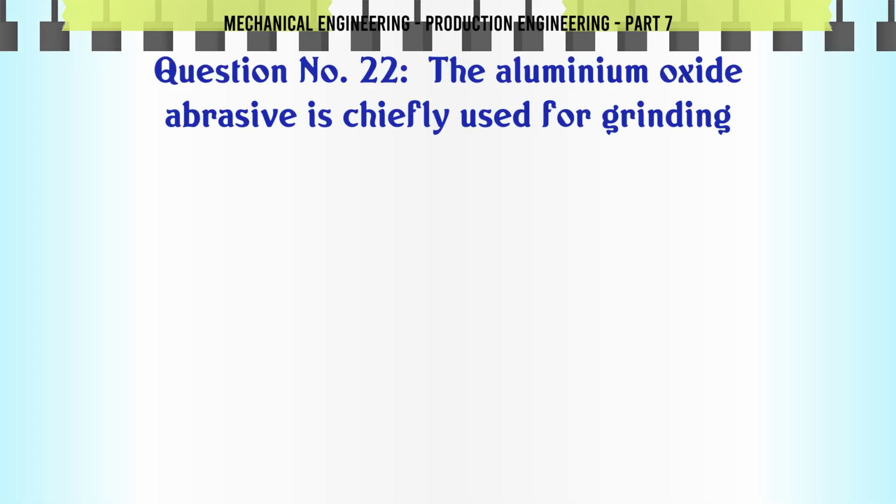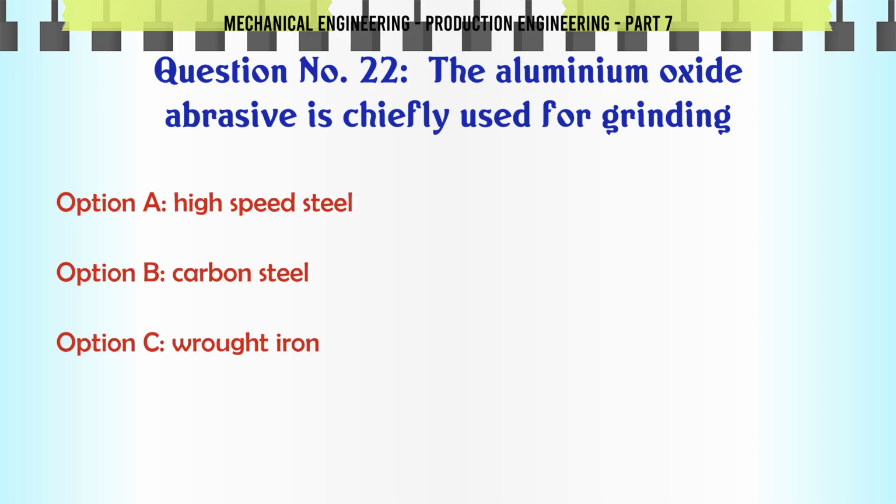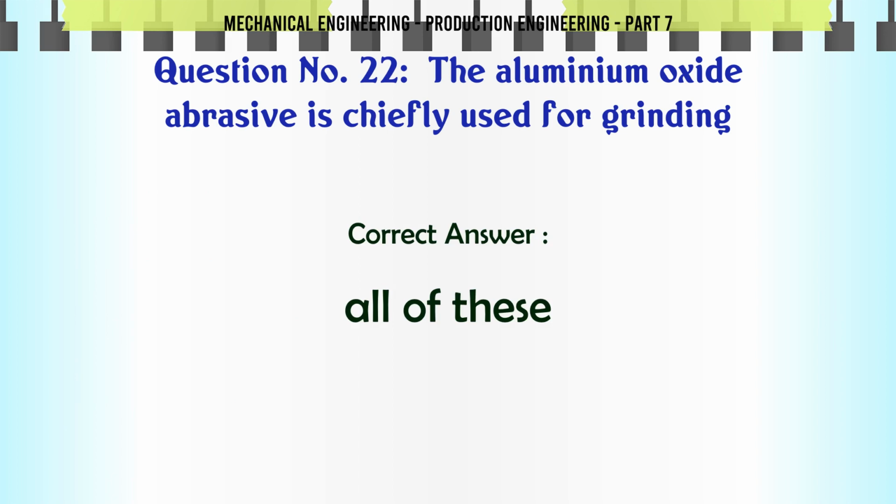The aluminium oxide abrasive is chiefly used for grinding A) high-speed steel, B) carbon steel, C) wrought iron, D) all of these. The correct answer is all of these.